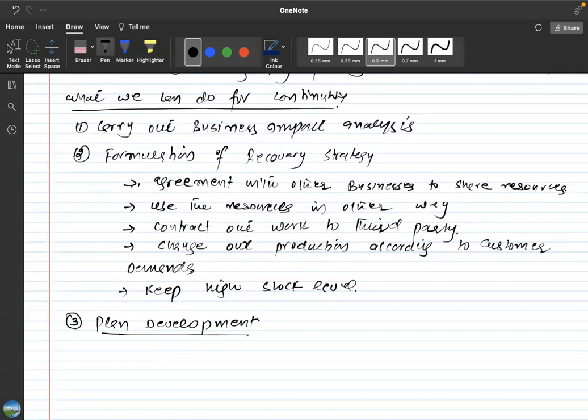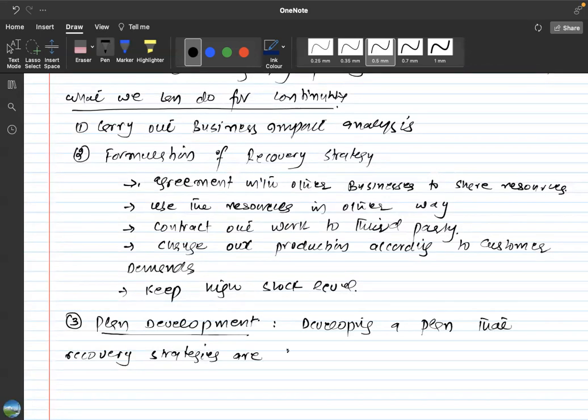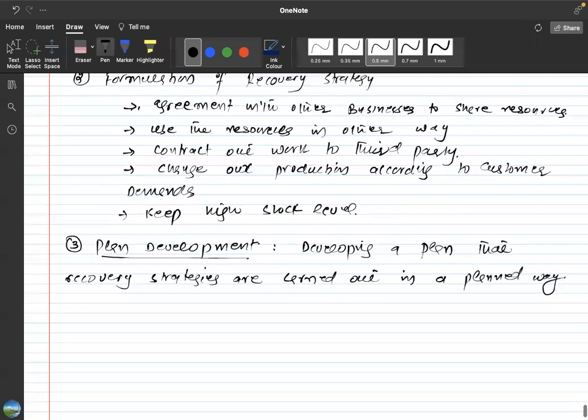Developing a detailed plan to ensure that the recovery strategies are carried out in an organized way, in a planned way, and there are no loopholes in the recovery strategies. We can also document the recovery strategies and procedures so that they can help us in the future too.